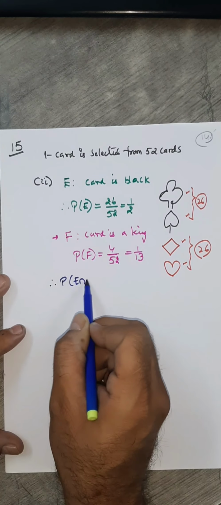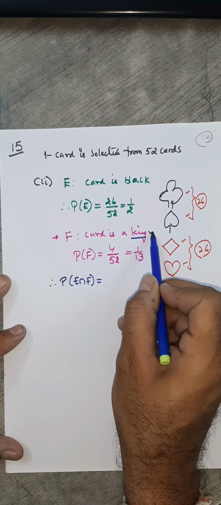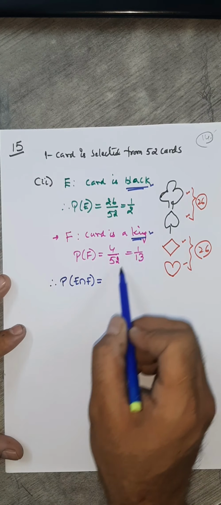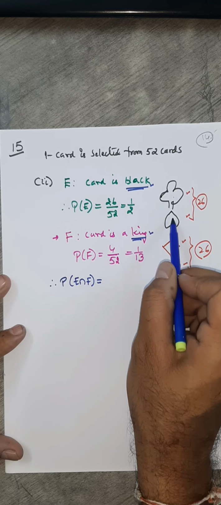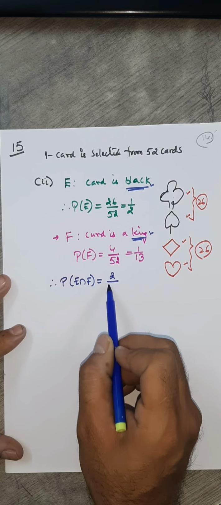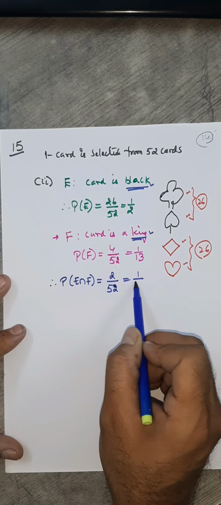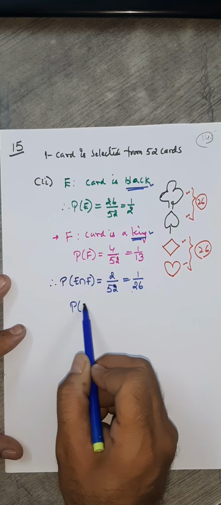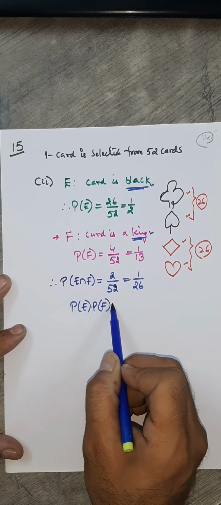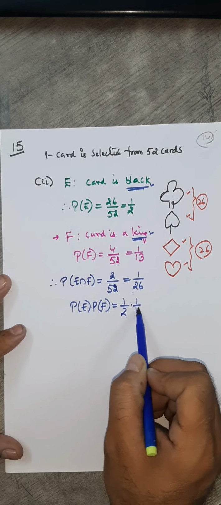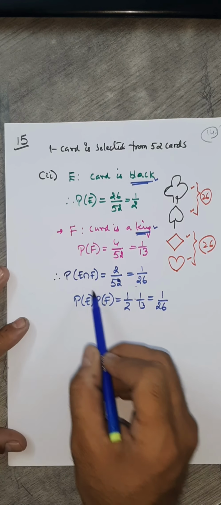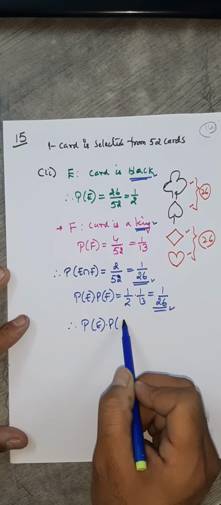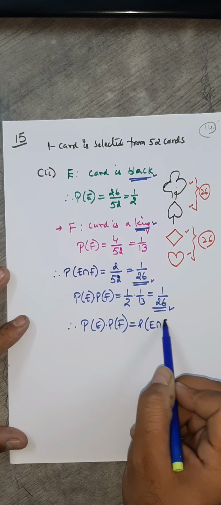Now to check whether events are independent or not, what do we need to find? Probability of E intersection F. That is, the card should be a king and it should be of black color. Intersection means both black and king. So it is from these 2 only. 1 king from this and 1 king from this. So it will be 2 by total 52 cards. So it will be 1 by 26. Now find the product of these 2, P of E into P of F, which is 1 by 2 into 1 by 13. That is nothing but 1 upon 26. So you can see that this and these are equal here. So therefore P of E into P of F equals P of E intersection F.